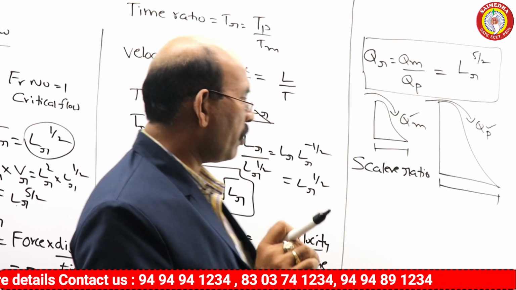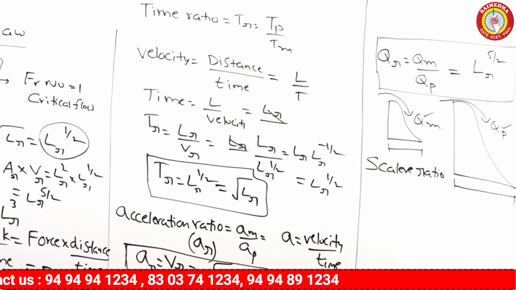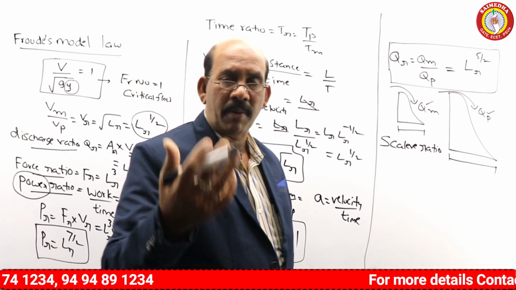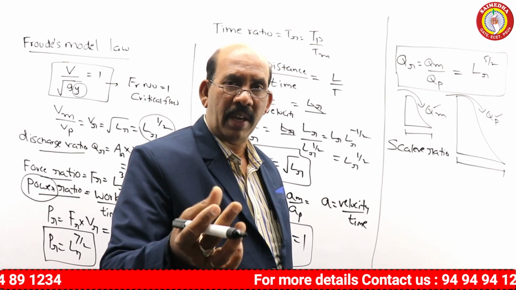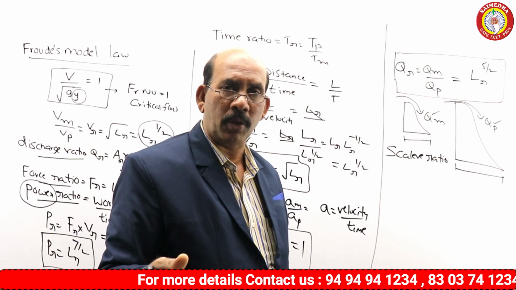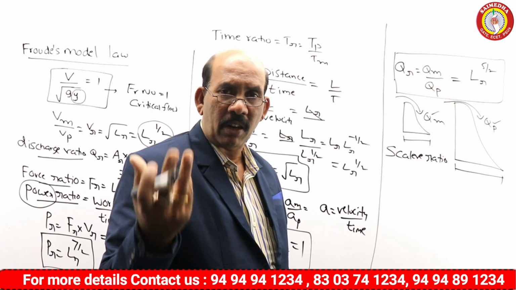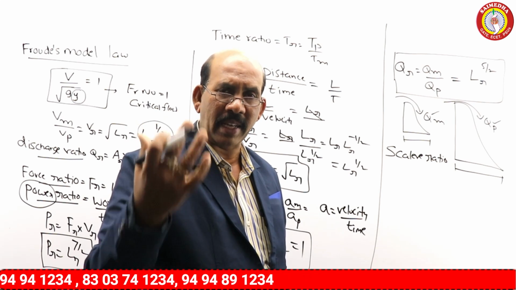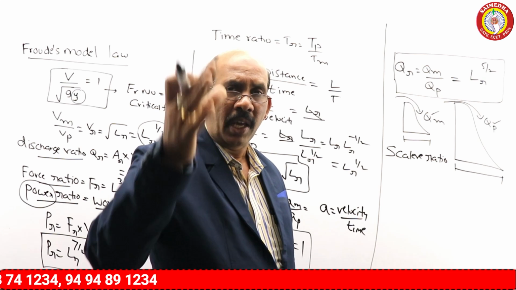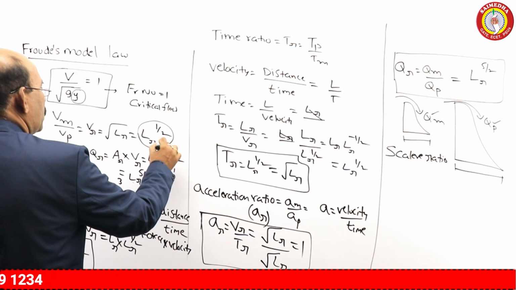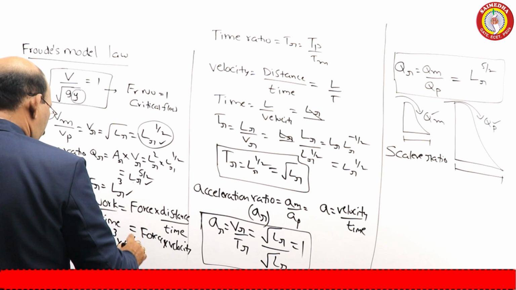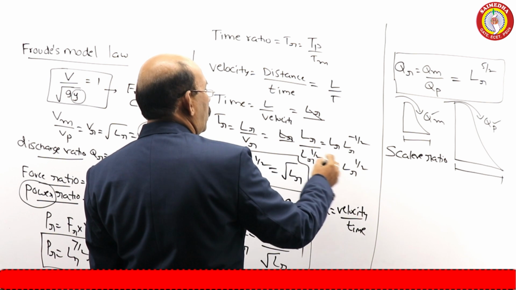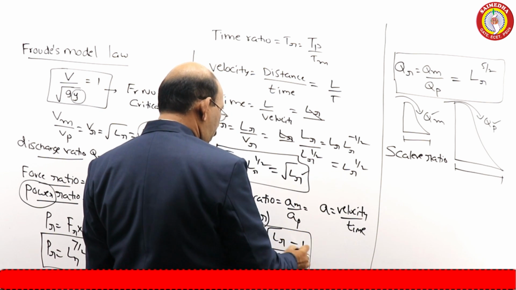Similarly, if you observe the power, again the power ratio is equal to LR to the power of 7 by 2, and this is the same way, power in the model and power in the prototype. Whenever you are calculating the work, power, force, discharge, velocity, time, acceleration, any parameter, you can see all these parameters are a function of LR cube, LR to the power of 7 by 2. This is equal to LR to the power of half, and this is equal to 1.